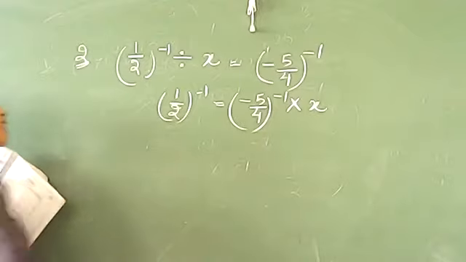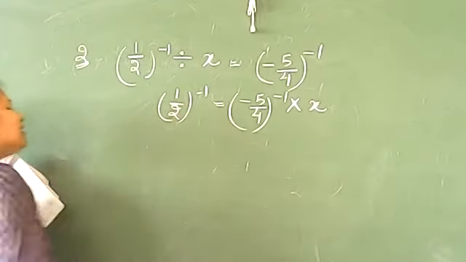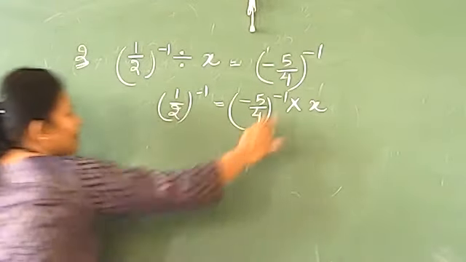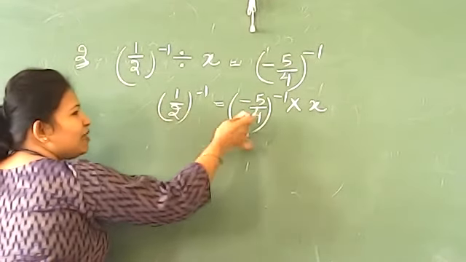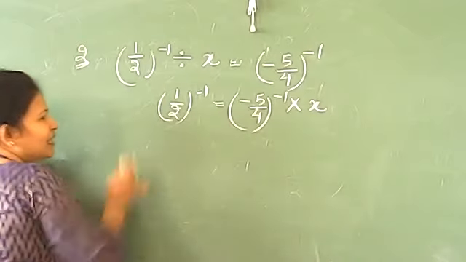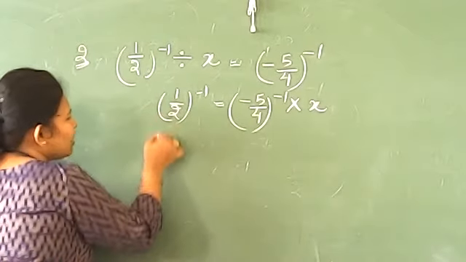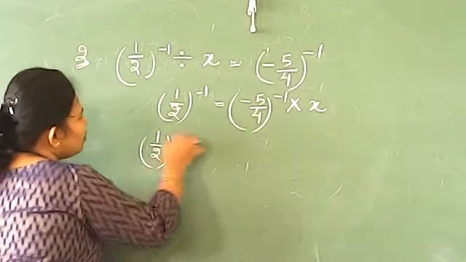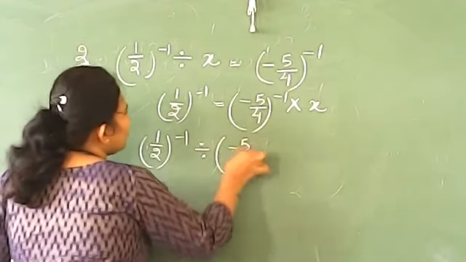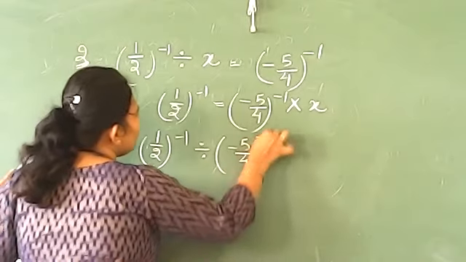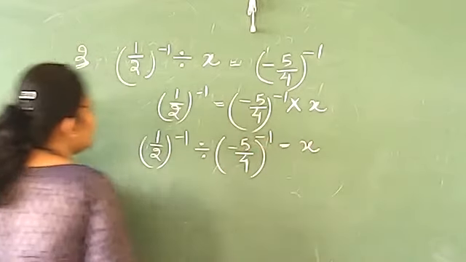Now you can see this question looks just like the previous question. Multiply x, the number is there and this is there. So now this multiplication term will come to this side in division and we will solve it. So you will have 1 by 2 to the power minus 1 divided by minus 5 by 4 to the power minus 1, and x will remain here only.